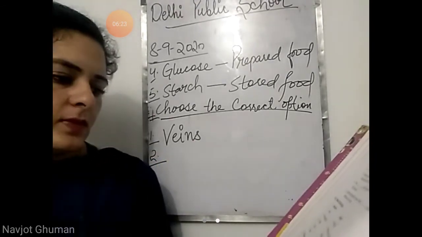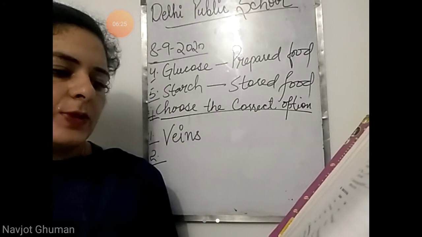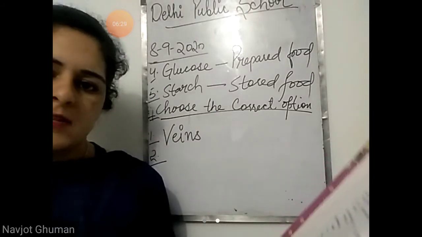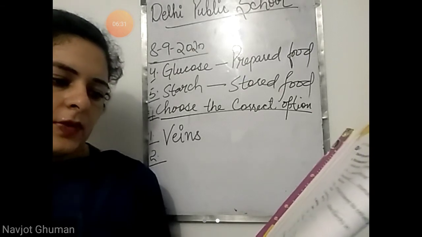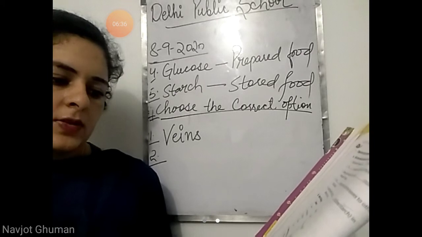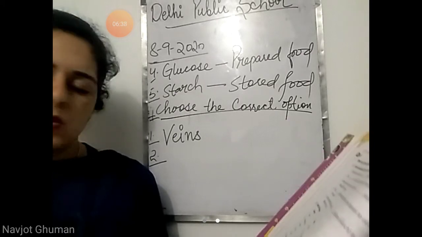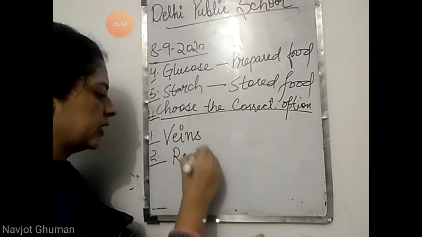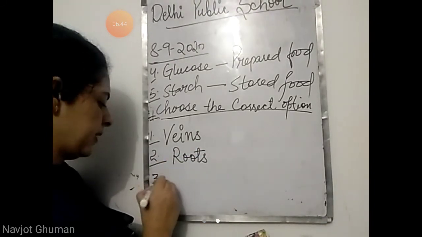Next, which of these help to absorb water and minerals for the plant? Stem, no. We know that water and minerals are present in the soil. So leaves, no. Veins, no. So roots are present in the soil. So roots is the answer. They absorb water and minerals from the soil for the plant.